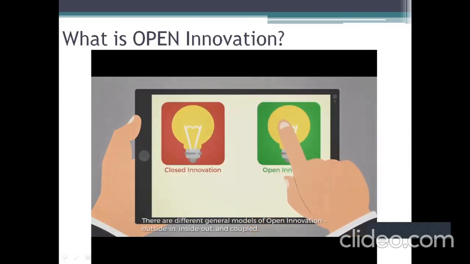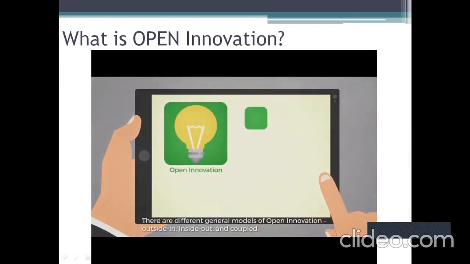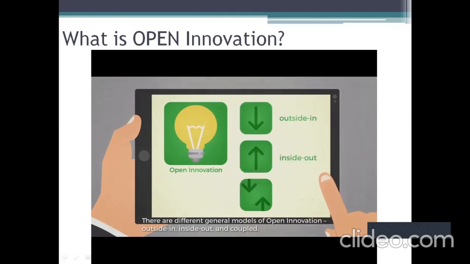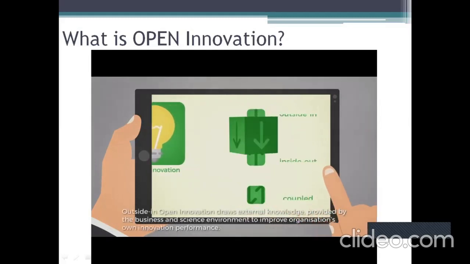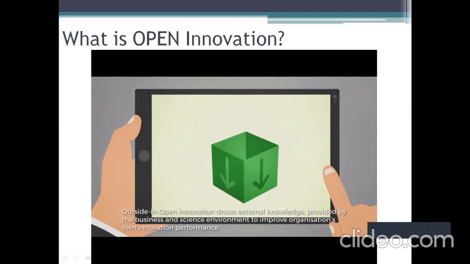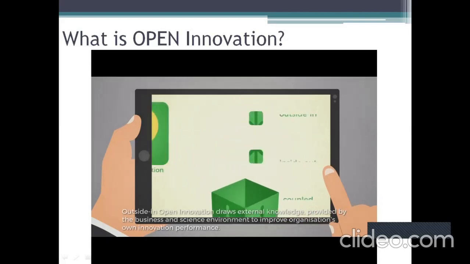There are different general models of open innovation: outside in, inside out, and coupled. Outside in, open innovation draws external knowledge provided by the business and science environment to improve organizations' own innovation performance.